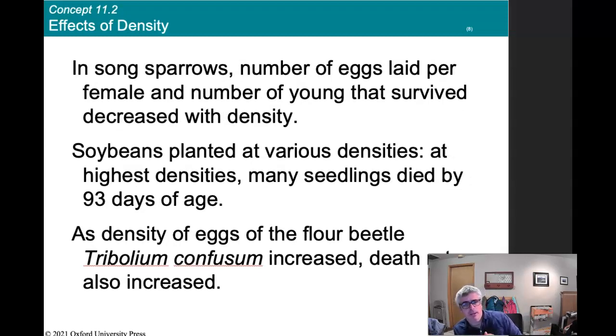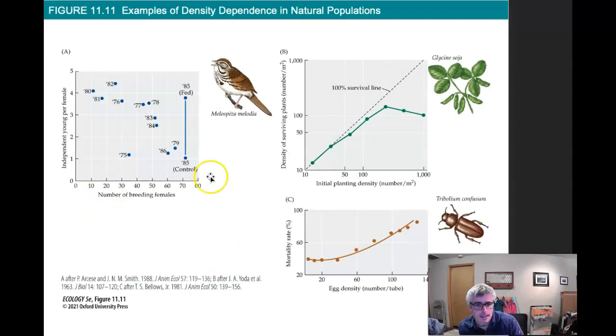So in songbirds, the number of eggs laid per female and the number of young that survive decreased with density. If we overplant soybeans at various densities, at the highest densities, many of the seedlings died. And with flower beetles, as the density of the beetles increased, death rates also increased, and that was done in a beaker experiment. So these are just examples of how when there's lots of them, there's competition or not enough resources to go around, and that ultimately relates to a reduction in population. Here are those examples.